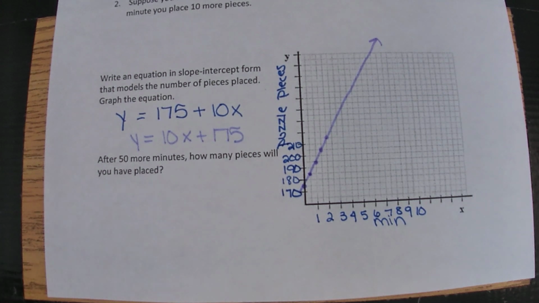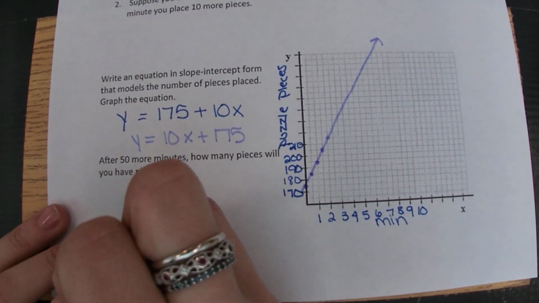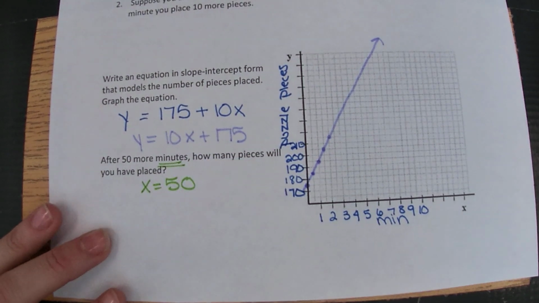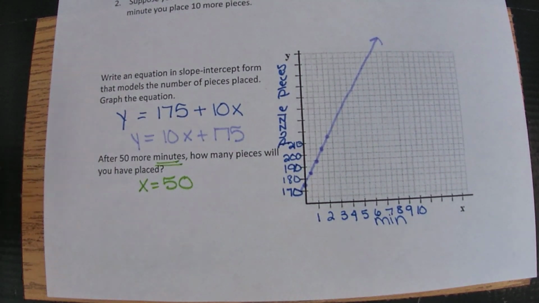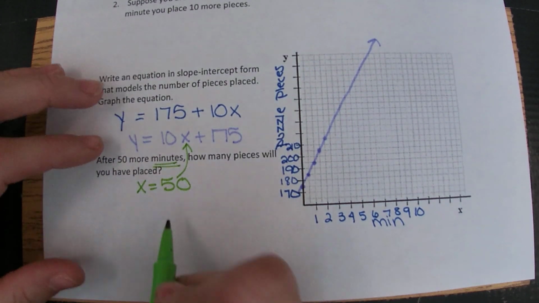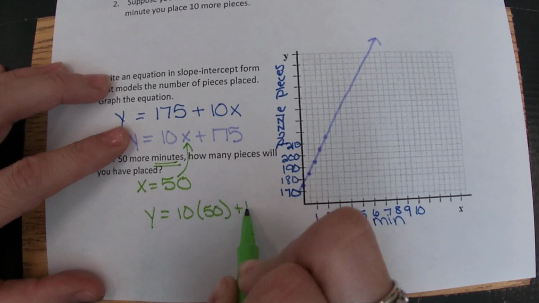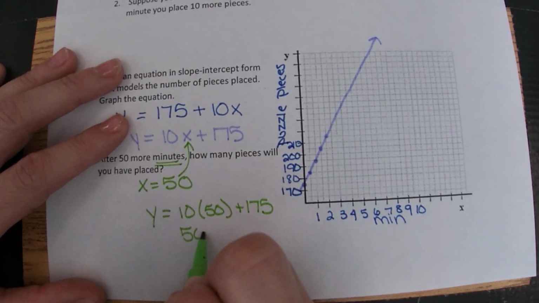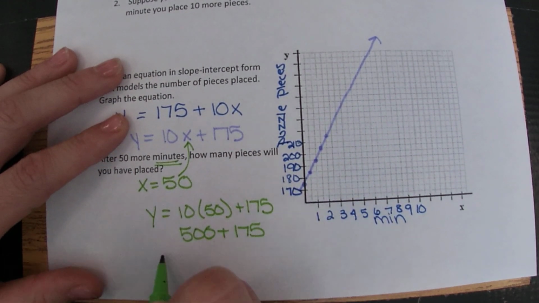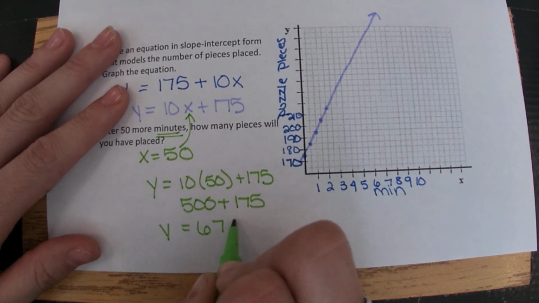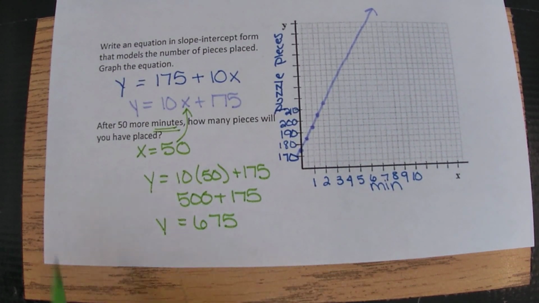Okay. After 50 more minutes, how many pieces will you have placed? So 50 minutes is an x value. Time is an x value. So this is asking when x equals 50, how many pieces will we have placed? So we can plug 50 in for x. Okay, so this will give us 500 plus 175. Okay, so after 50 minutes, we will have placed 675 puzzle pieces.